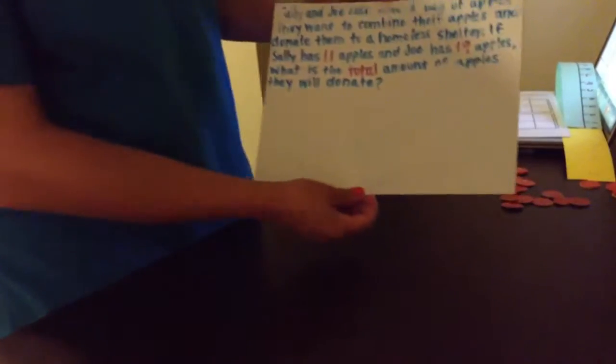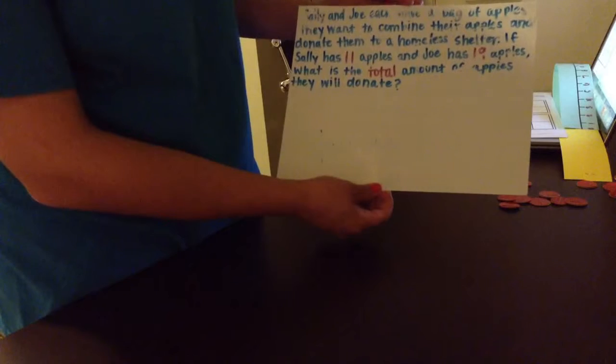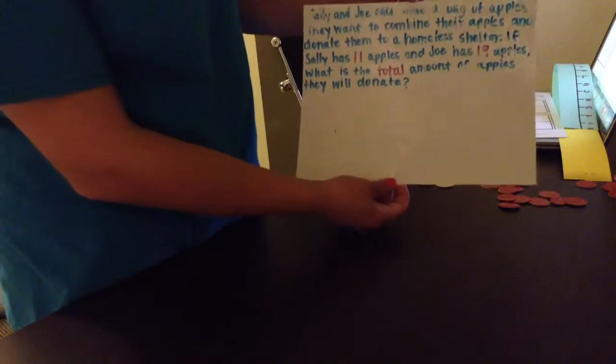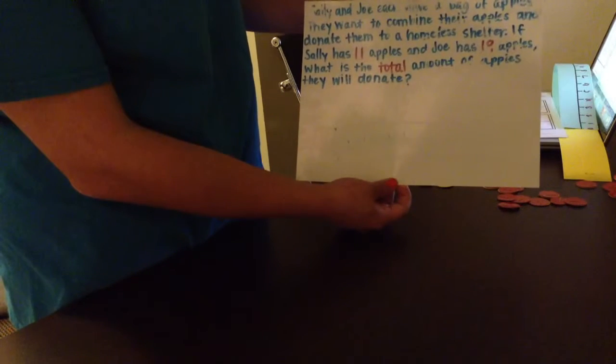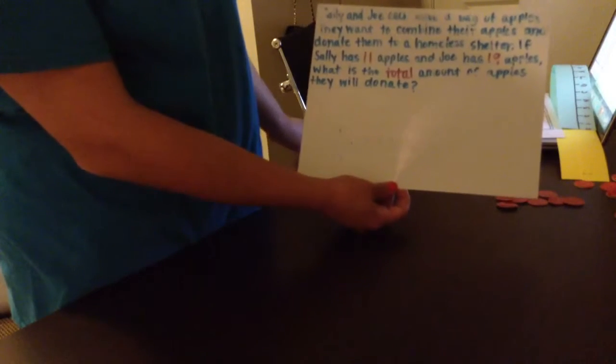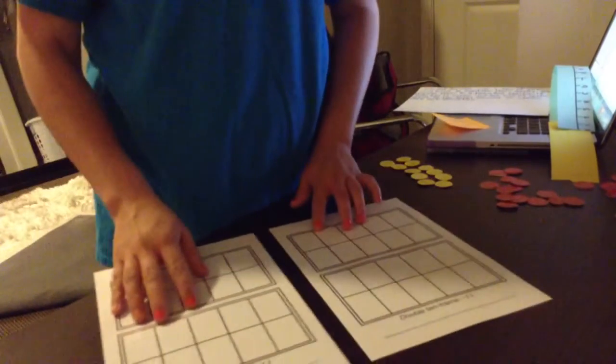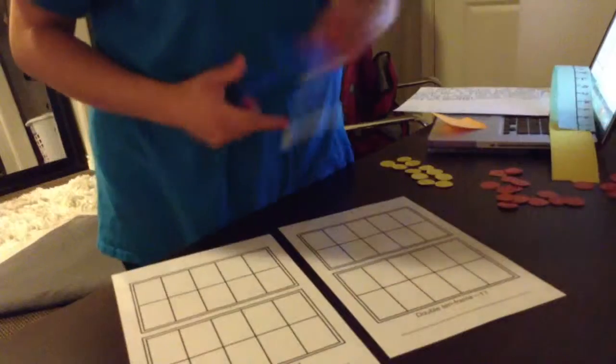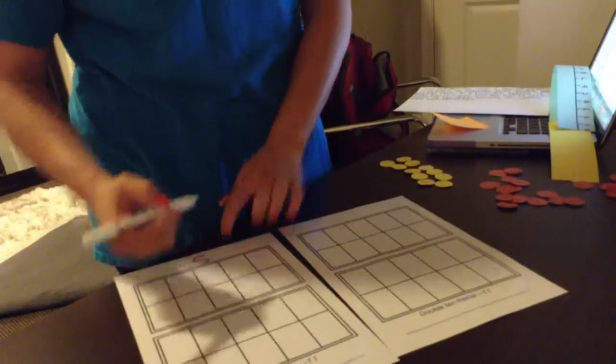So first, I'm going to start off by introducing the question, which is, Sally and Joe each have a bag of apples. They want to combine their apples and donate them to a homeless shelter. If Sally has 11 apples and Joe has 19 apples, what is the total amount of apples that they will donate? So first, we'll take these two double tin frames, and this tin frame will represent Sally's, and this will represent Joe's.